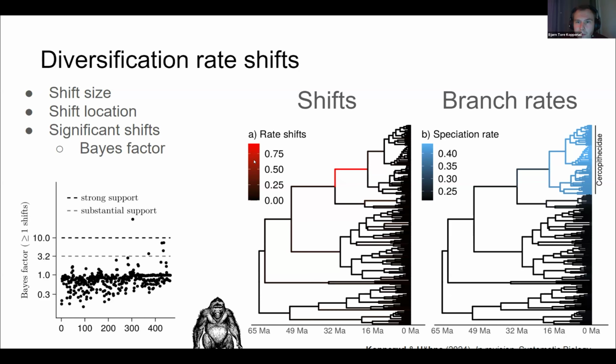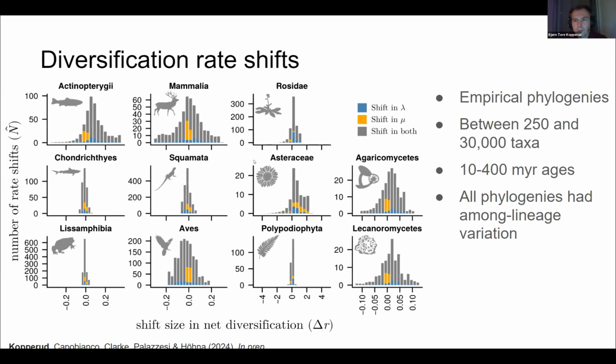So this much more efficient method allowed us to investigate among-lineage rate variation in an extensive data set of empirical phylogenies. Here I have 11 of these data sets. In the first column, you can see 3 phylogenies of aquatic animals. In the second column, I have terrestrial animals. Third column, I have flowering plants and ferns. And I also have mushroom-forming fungi and lichen-forming fungi on the right side. Now, some of these phylogenies are quite large. They can have 10,000, 20,000, 30,000 tips, but we're still able to do the analysis in a reasonable amount of time.